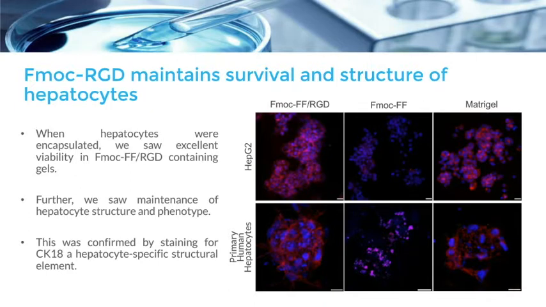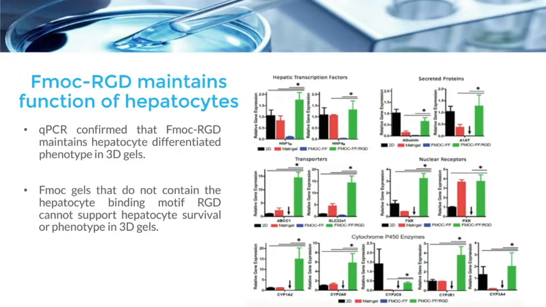So what we then looked at, using quantitative real-time PCR, was whether or not these peptide hydrogels are able to maintain the differentiated function of the cells. We looked at a variety of different domains of hepatic function by quantitative real-time PCR. We looked at a variety of transcription factors, where we found they are more robustly expressed and maintained as compared to traditional two-dimensional model systems.